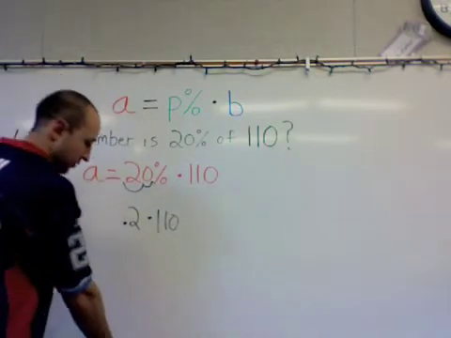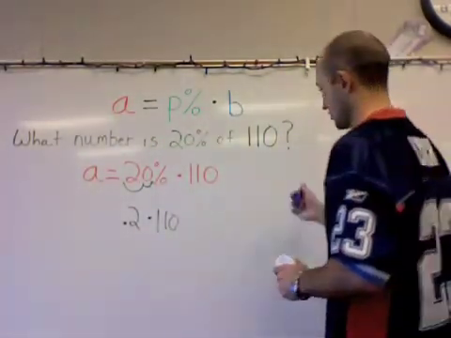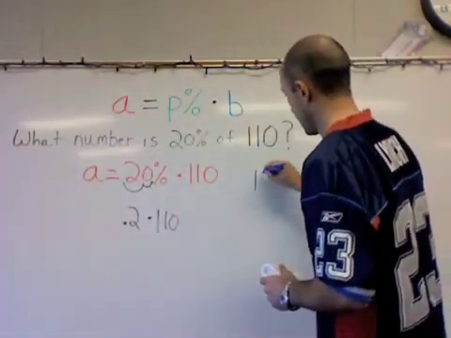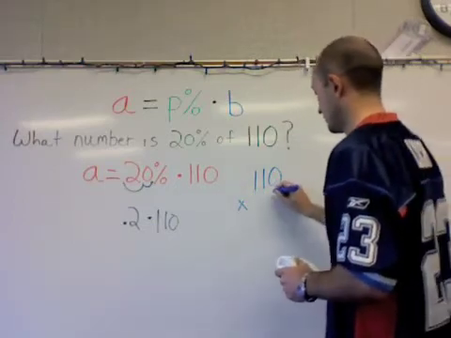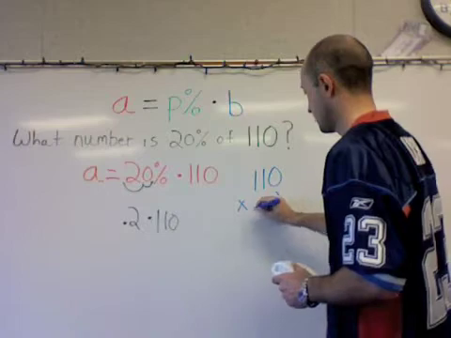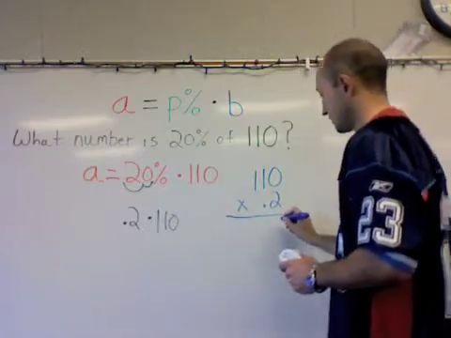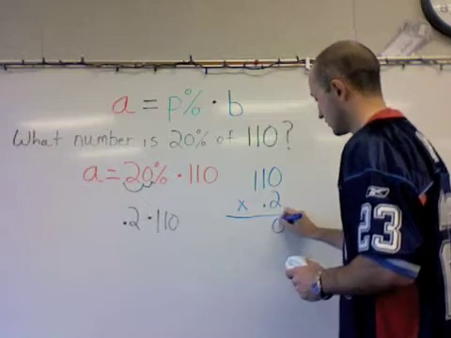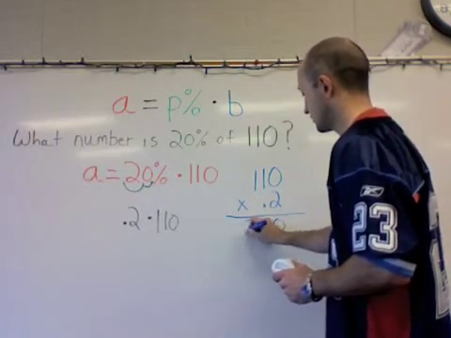So now I have one more problem to do, and that's going to give us our answer. Let's do that over here. Let's take our 110 base, and let's multiply it by 0.2, or 2/10. 2 times 0, 0. 2 times 1 is 2. 2 times 1 is 2.